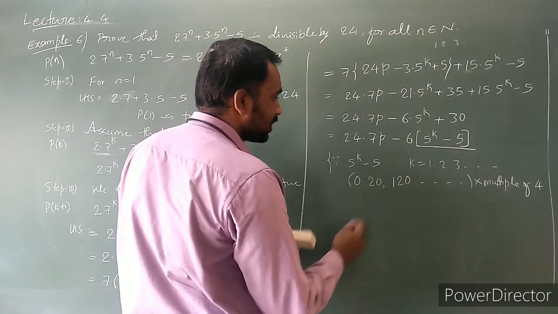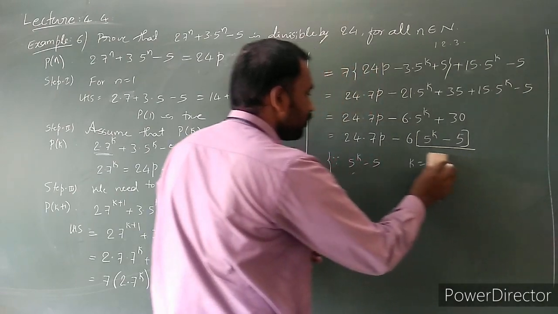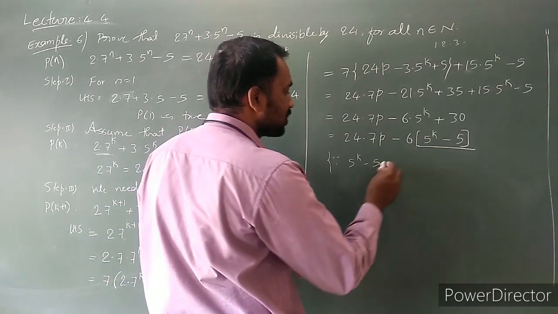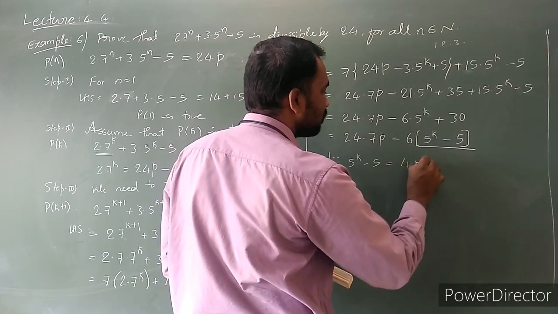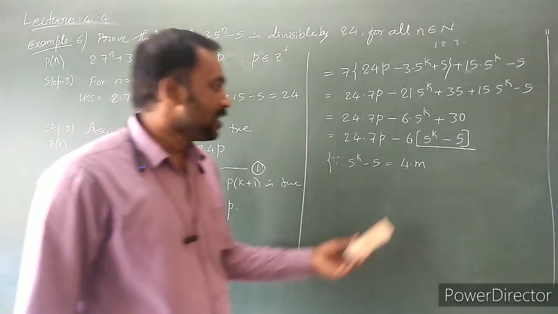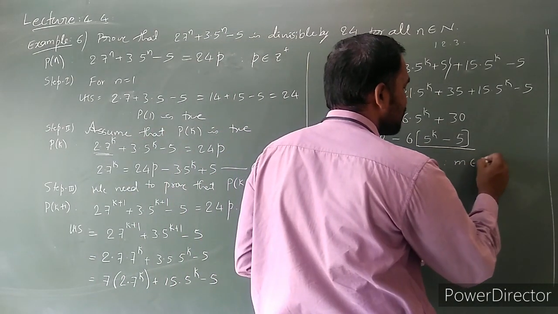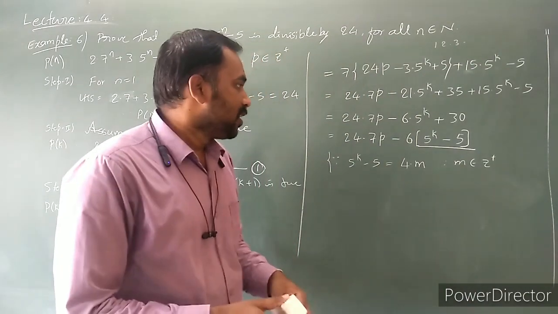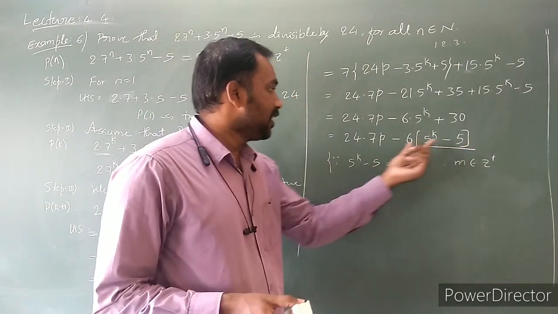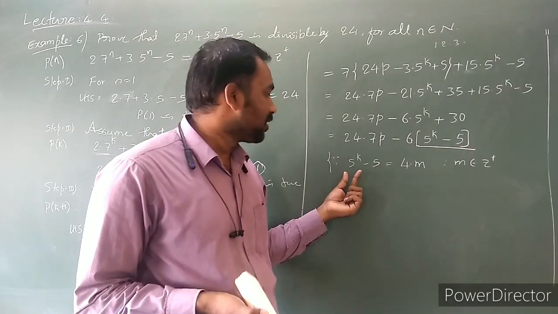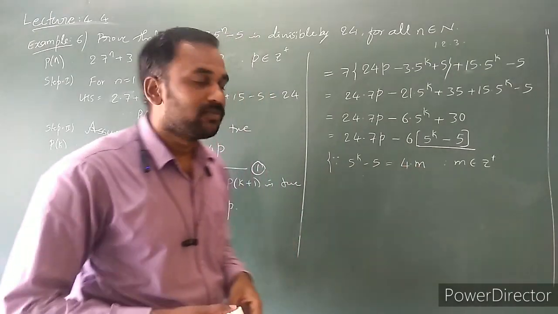Can I write that 5 power k minus 5, a multiple of 4, is nothing but 4 times some m, where m is any positive integer? 5 power k minus 5 is a multiple of 4. Why is it a multiple of 4? I have already explained. Replacing the k values 1, 2, 3, and so on, we get multiples of 4.